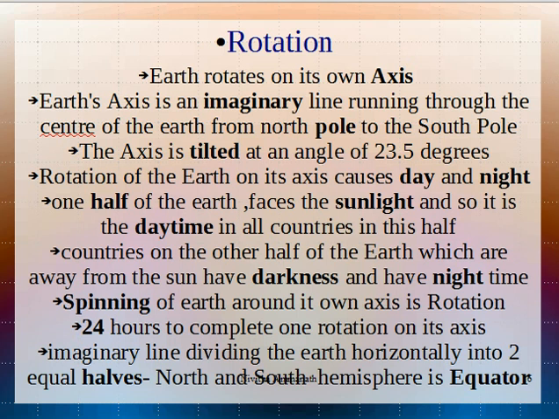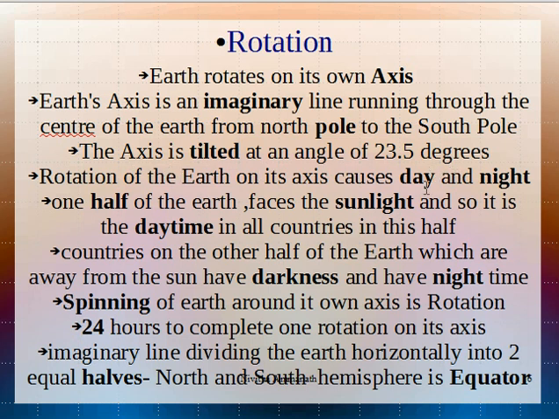Earth rotates on its own axis. Earth's axis is an imaginary line running through the center of the earth from the north pole to the south pole. The axis is tilted at an angle of 23.5 degrees.